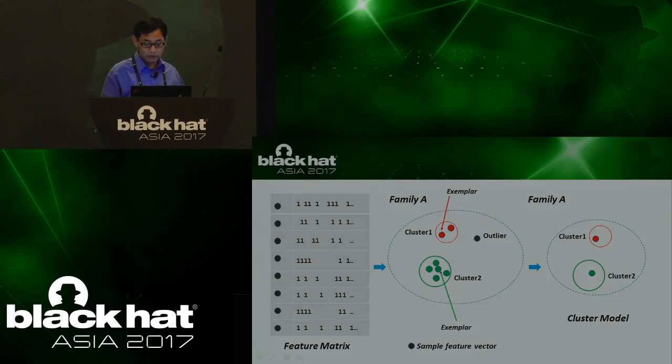Here is a diagram. On the left side, we have a number of URL feature vectors, as bitmaps within the feature space. Then we do our clustering. In this case, for family A, we have two clusters, and one is noise. Then we pick a centroid for each, and we effectively reduce this number of samples to 2.